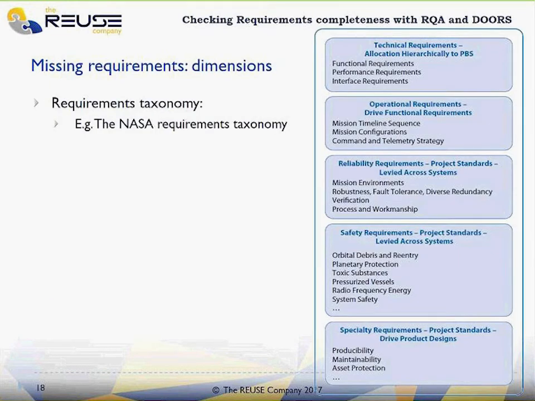Regarding all the dimensions, it is clear that many times we focus on the functional aspects of our requirements, and somehow we skip some other dimensions: performance, interfaces, mission, or verification. This is just an example of a taxonomy of different types of requirements. This one is based on NASA, but you can find different other taxonomies, including different types of requirements, and safety and some others are key for the success of our projects, of course.